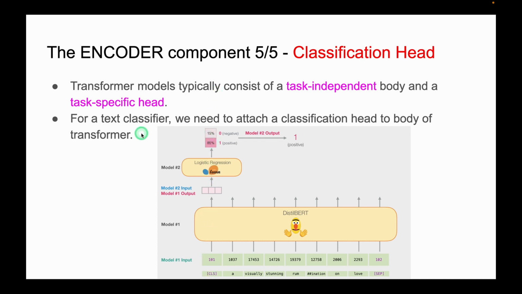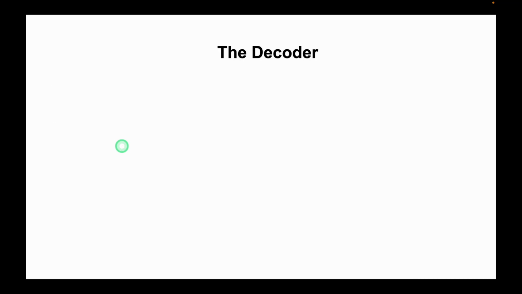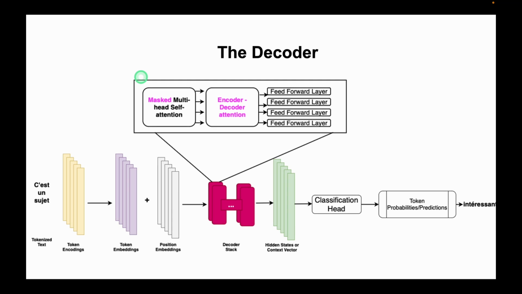Now that we have learnt the encoder and all its components, let's understand the decoder and what exactly is the difference between an encoder and a decoder. As you can see here in this decoder architecture diagram, the architecture is similar to that of the encoder with only one major difference. The decoder has two attention sublayers instead of the one attention layer which we saw in the encoder. These attention sublayers are called the masked multi-head self-attention layer and the encoder-decoder attention layer.